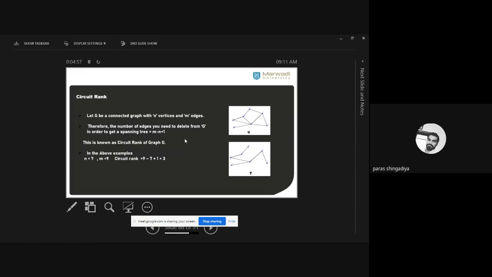We have to remove 3 edges to make this given graph a tree. So this 3 means you have to delete 3 edges. You cannot delete 2 edges, you cannot delete 4 edges, but only 3 edges to make this given graph a tree. If you remove 4 edges in place of 3, this graph becomes disconnected. If you remove only 2 edges in place of 3, this graph still involves a circuit.